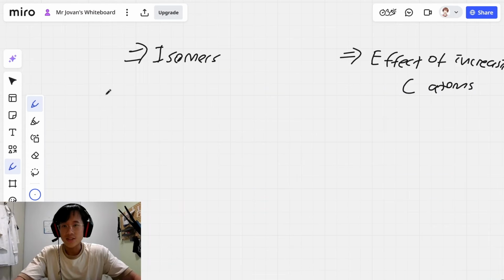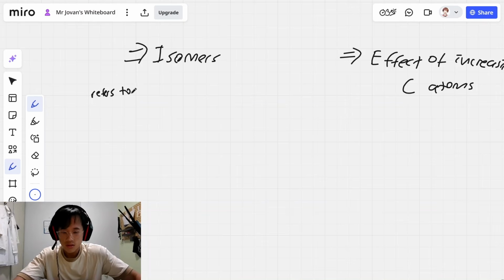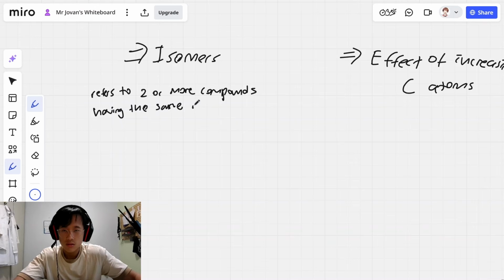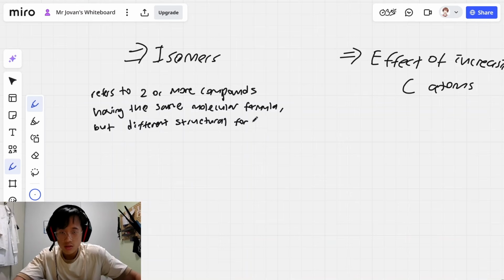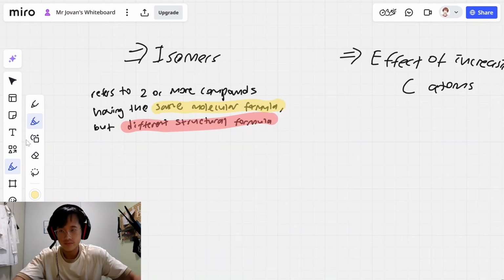So, what is isomers? If you recall, isomers refers to two or more compounds having the same molecular formula, but different structural formula. Alright, I'm going to highlight our keywords here. So it's the same molecular formula, but different structural formula. Let's practice with an example.